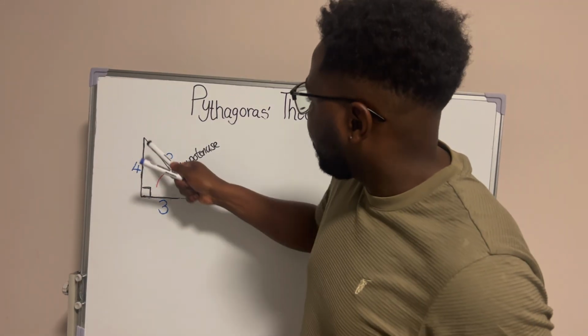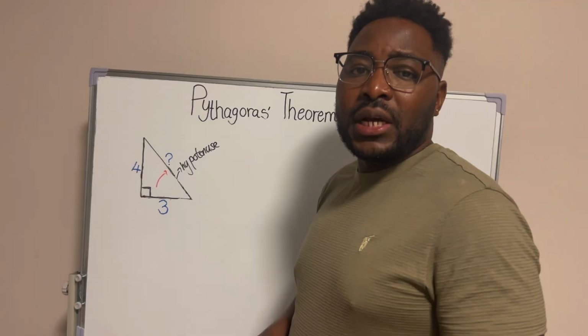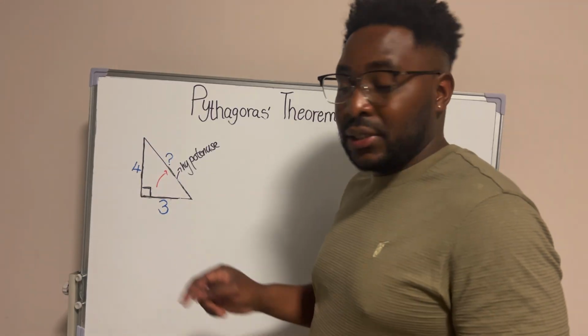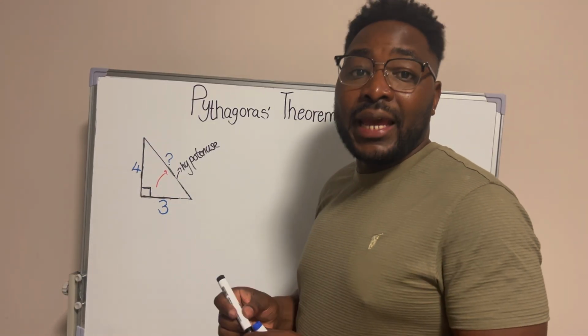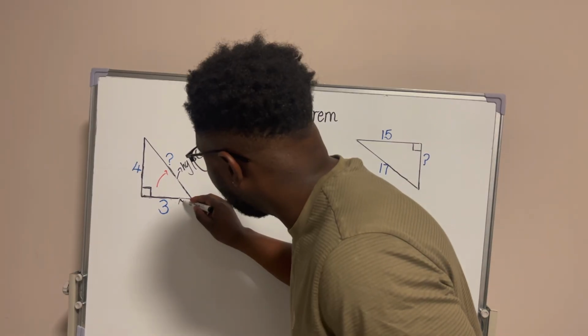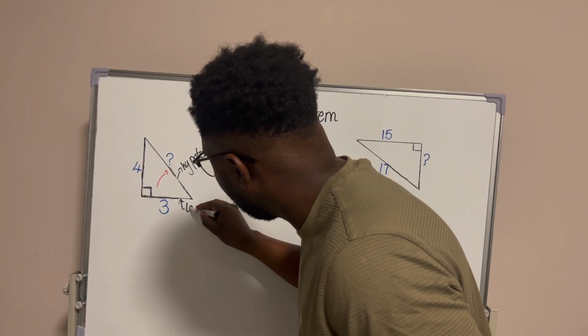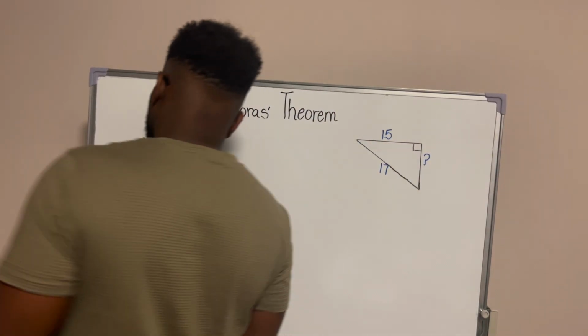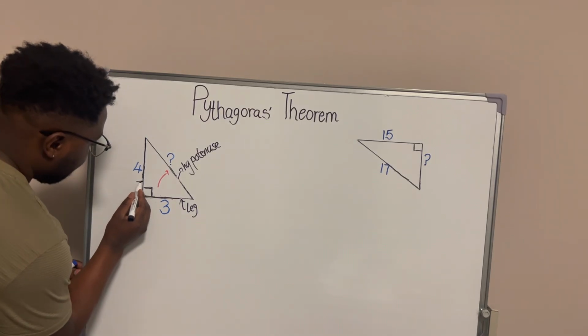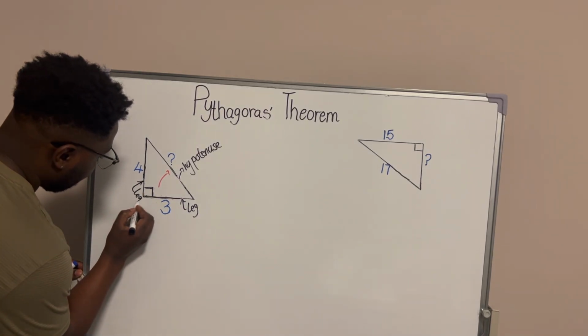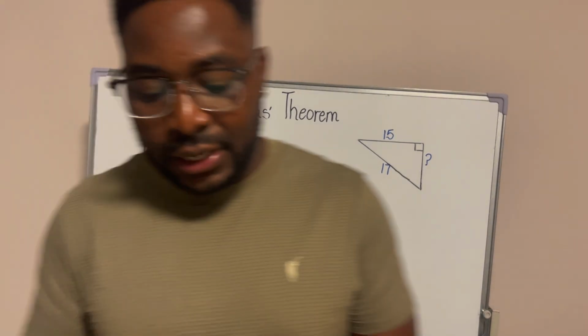And now the remaining two sides, which are shorter than the hypotenuse, these two sides are the legs. So I'll label this part as the leg and label the other part over here, or the other side, as the leg as well.